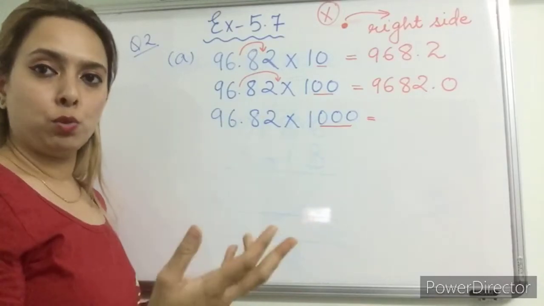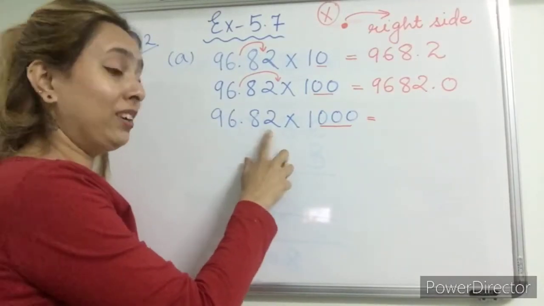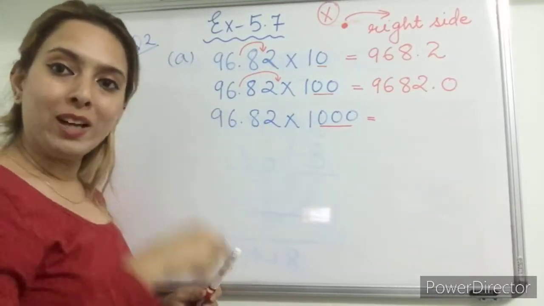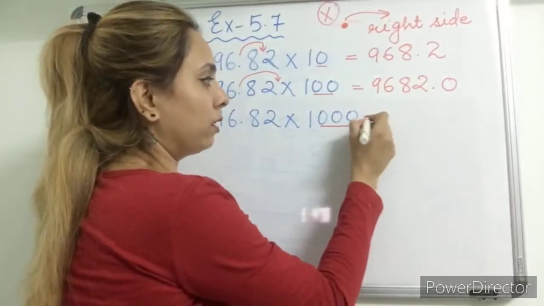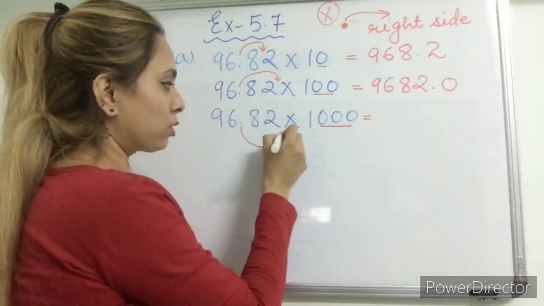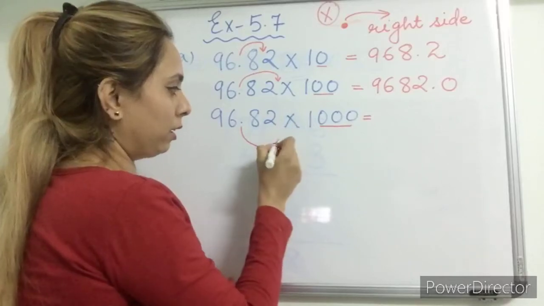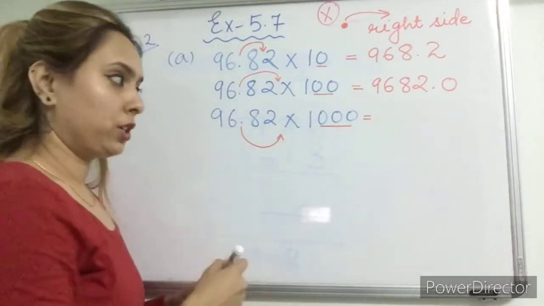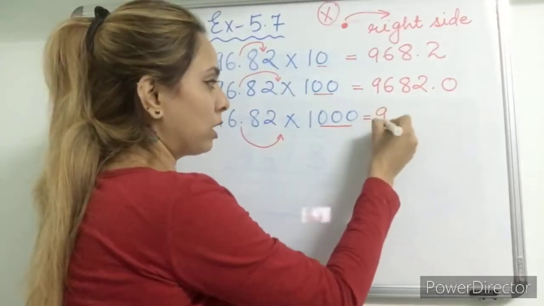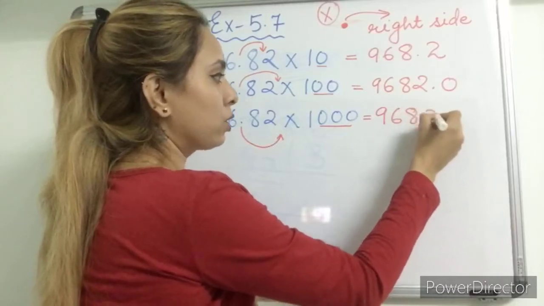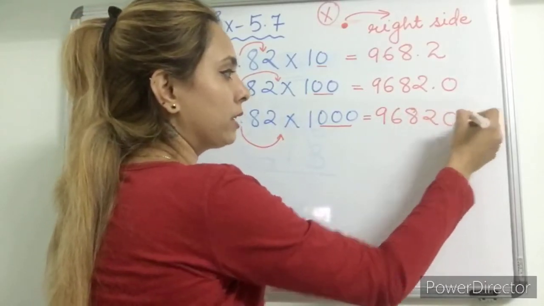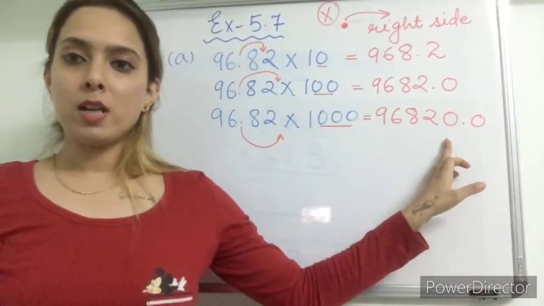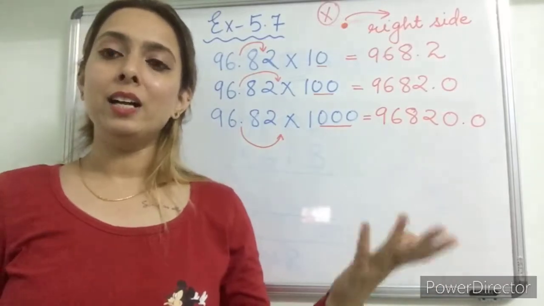So how are we going to do it? We will add 0. If we need only one number, we will add one 0 here. So the answer will be, this point will be shifted after this 2, but after 2 we will have one more digit, and that digit will be 0. So 9682.0. Whenever we need one number, we will always add 0.